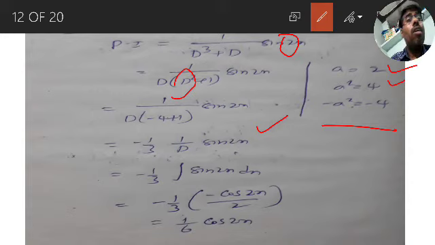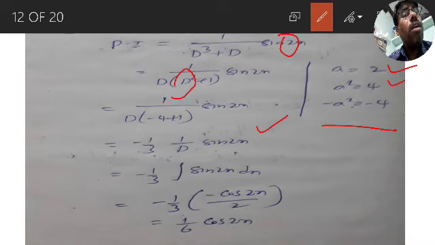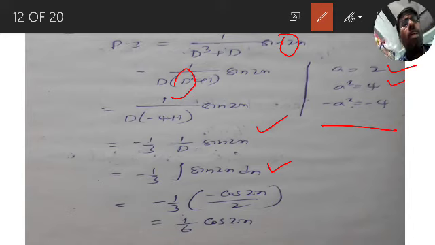Replacing d square by minus a square is the method. But if you are getting d in the denominator, we are rationalizing to get a d square term. But if you get a d in the numerator, it means you have to do the derivative. D means operator, you have to do the derivative of that. Only if we are unable to rationalize, then 1 by d: d is the derivative, 1 by d is integration. So what is that? Minus 1 by 3 integration of sine 2x dx.